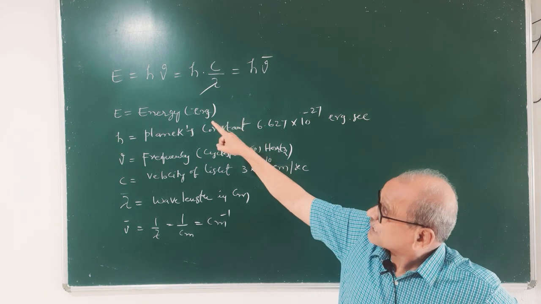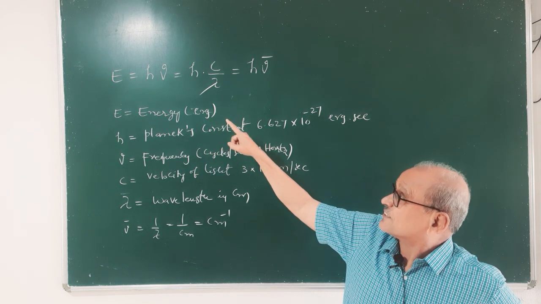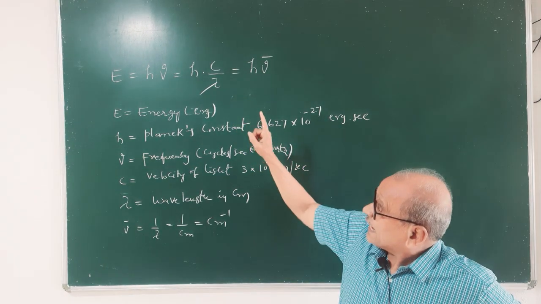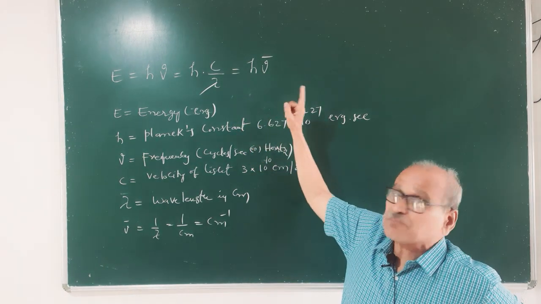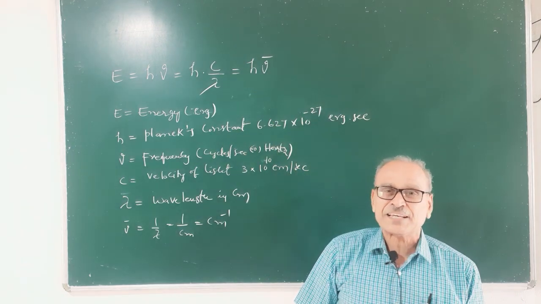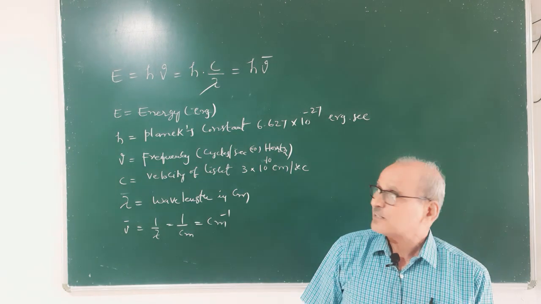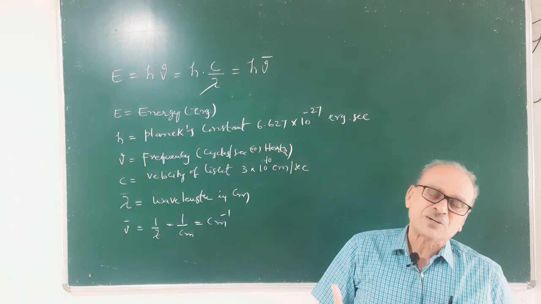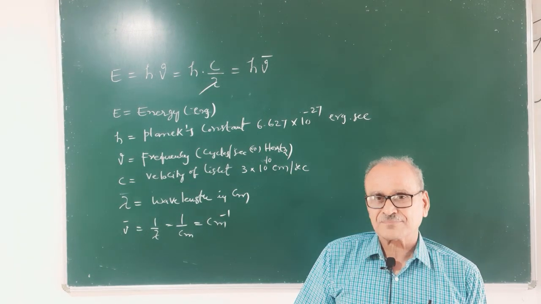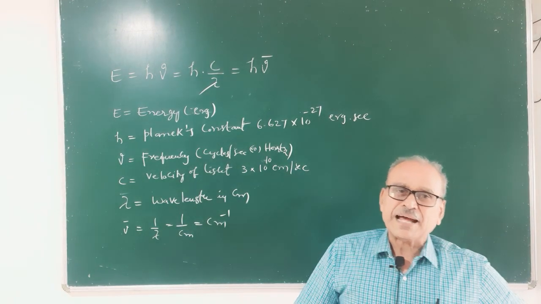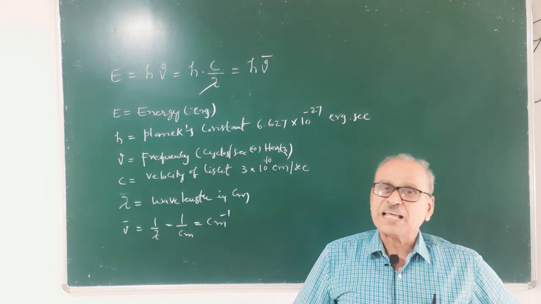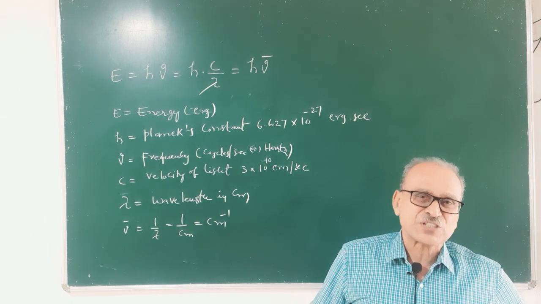Now, the frequency of radiation is inversely proportional to wavelength, and inverse wavelength is given by the wave number, and these units are employed in spectroscopy. Now, let me go to the hydrogen spectrum. We can observe discrete lines both in the emission spectrum and also in the absorption spectrum.